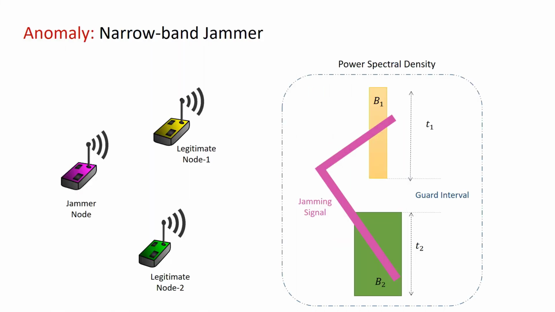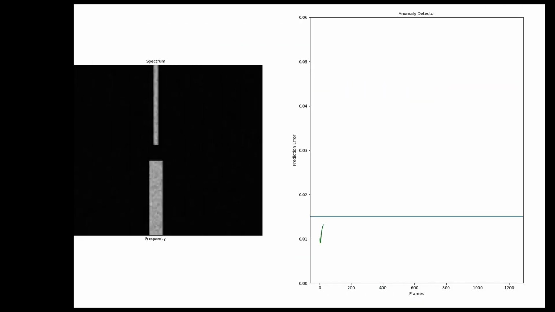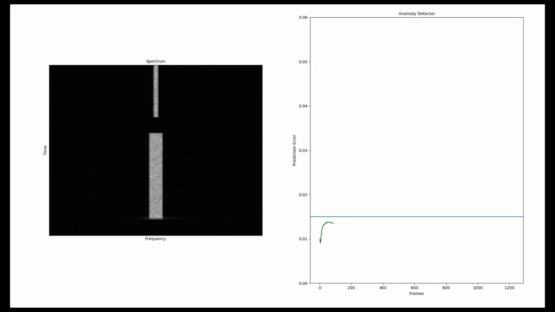The next anomaly we're going to consider is the presence of a narrowband jammer. The jammer moves across frequencies but stays in the range of the center frequencies of our legitimate nodes so as to obstruct them. The video that follows will show the functioning of the system in this case, as well as the behavior of the anomaly detector. In this case, we're going to examine the narrowband jammer.